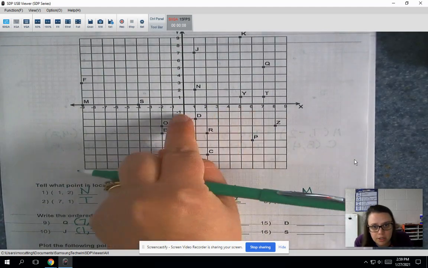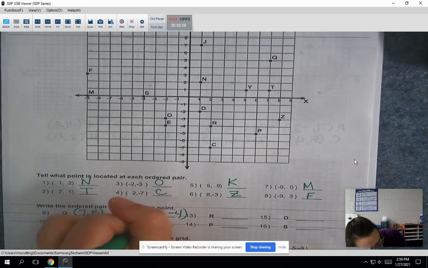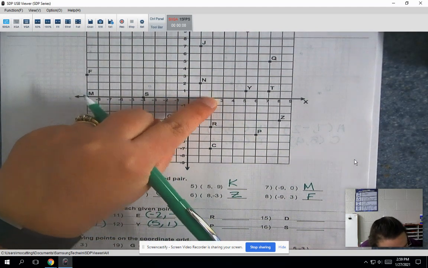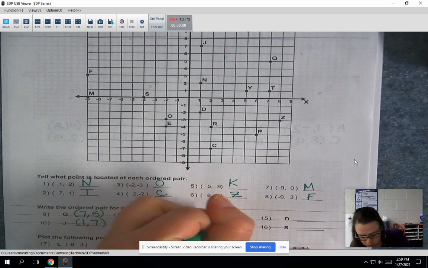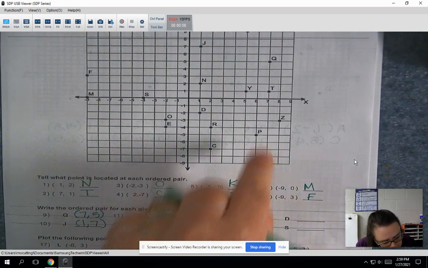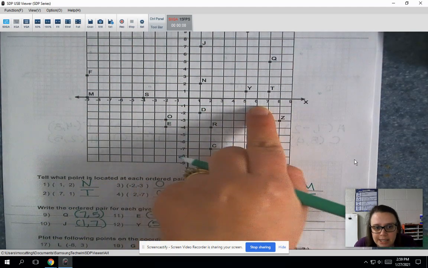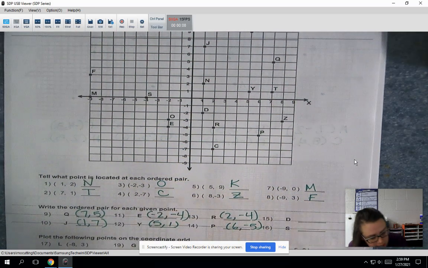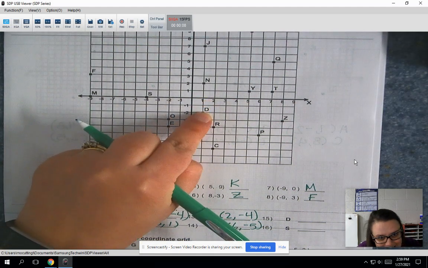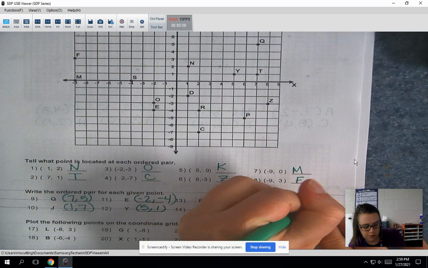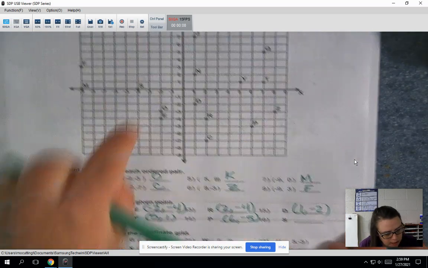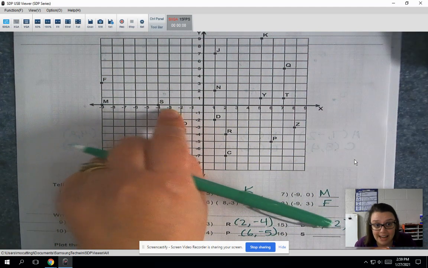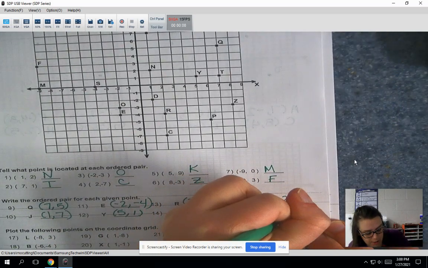Y is right here, so across to 5, up to 1, so 5, comma 1. R is right here, so across to 2, down to -4, so 2, comma -4. P is right here, so across to 6, down to -5, so 6, comma -5. D is right here, across to 1, down to -2, so 1, comma -2. And S is right here, across to -4, and then they stayed at 0. So -4, comma 0.